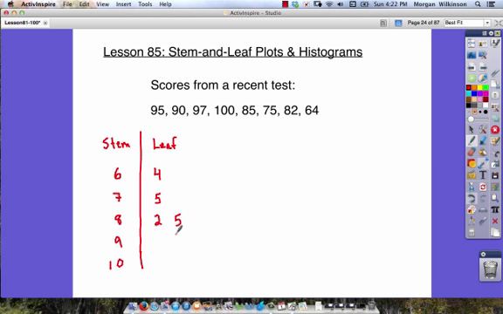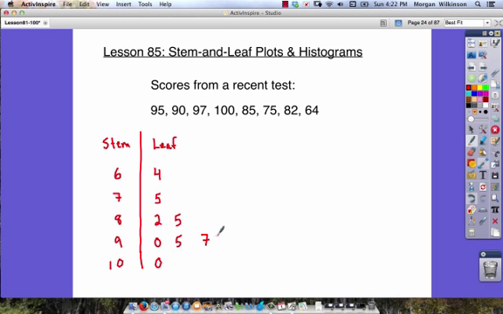And you've got a choice here. If you'd like to put a comma, you may. You don't have to, though. If you don't put a comma, make sure you leave a big space here, because the leaf must only be one digit. We're not going to put a comma this time. For the 90, we have a 95 and a 97. For the 100, all we have is 100, so we need to put a 0 here.